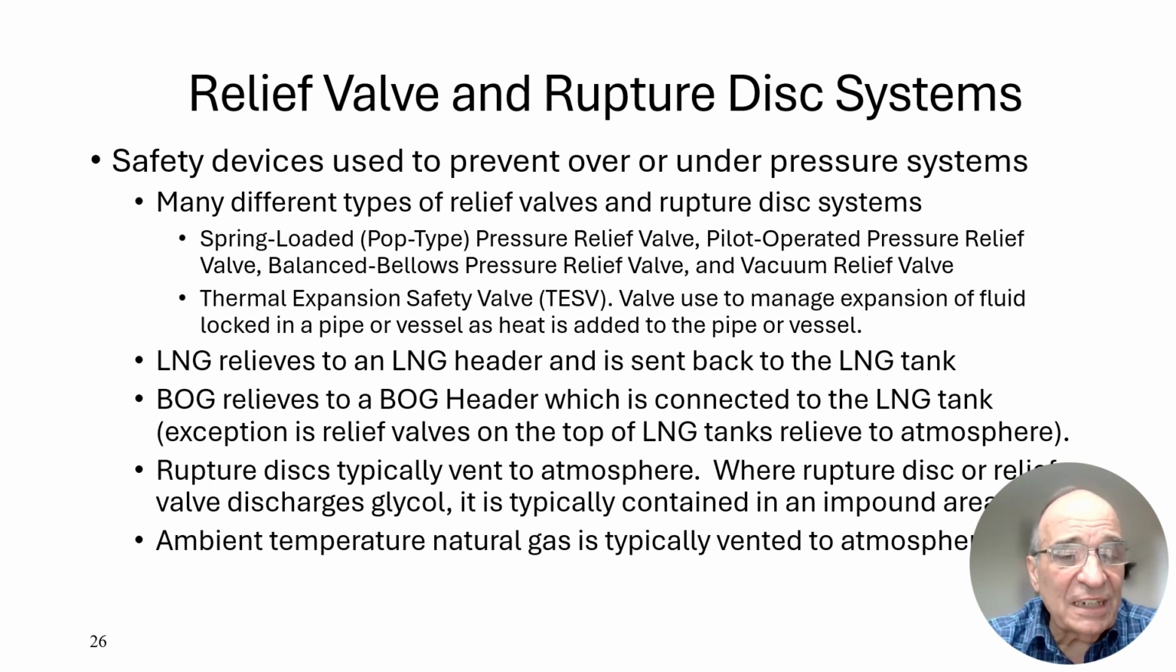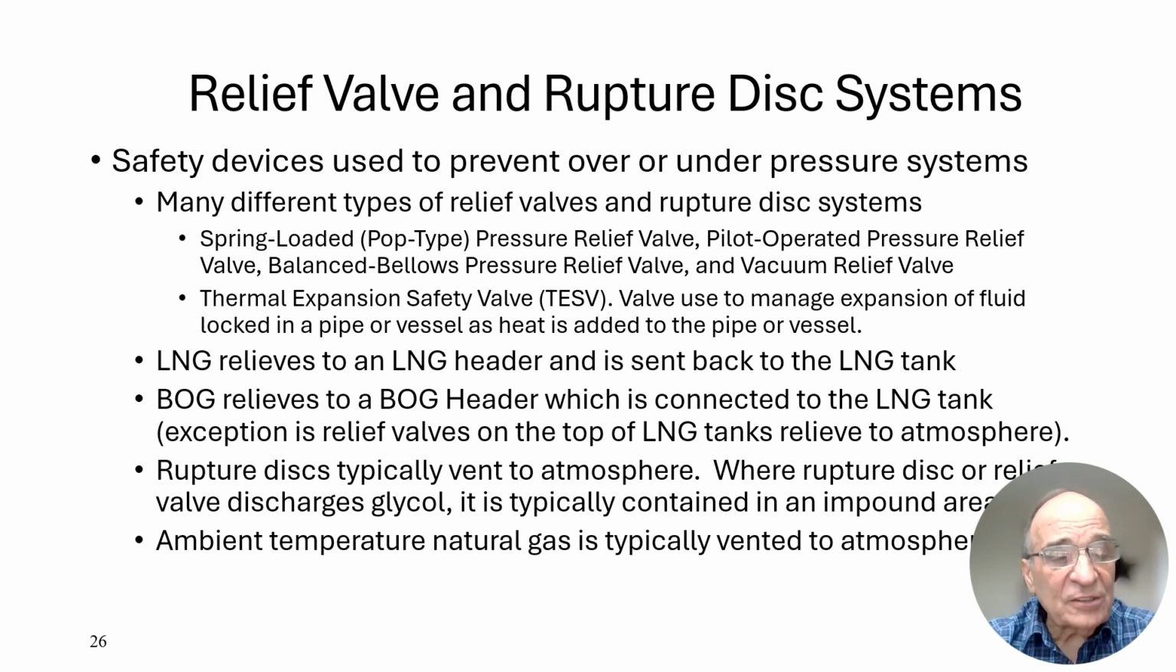Thermal expansion safety valves, that's TESV, are used where a liquid could be trapped between two valves or locked in a vessel. As the liquid expands and the pressure rises, the TESV relieves that pressure. LNG typically relieves to an LNG header and is sent back to the LNG tank. Boil-off gas, or BOG, typically relieves to a BOG header, which is connected to the LNG tank.